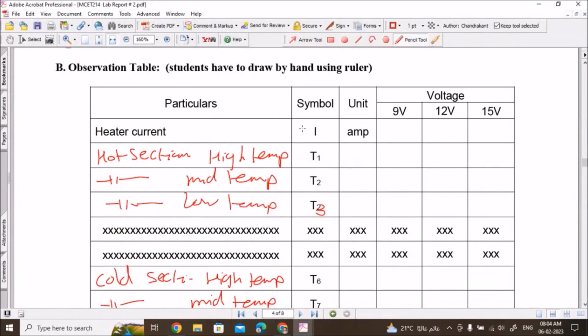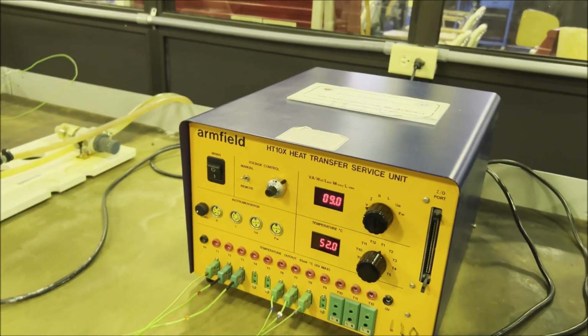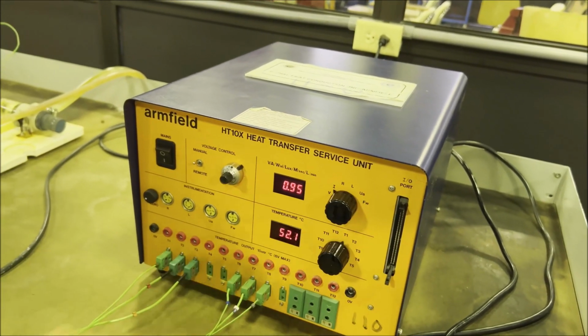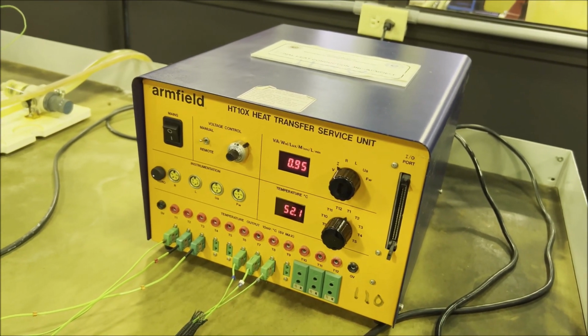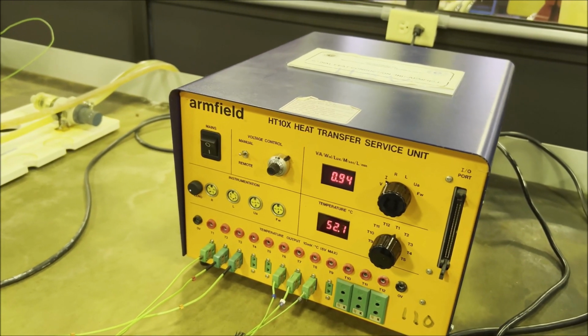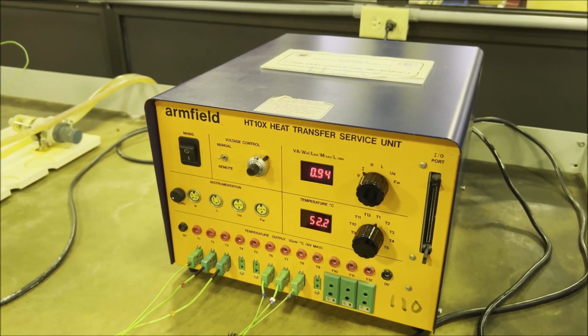Now we'll write the readings. Number 1, turn on the current. How much current? 0.95. 0.95. Okay. Now tell me the temperatures fast.